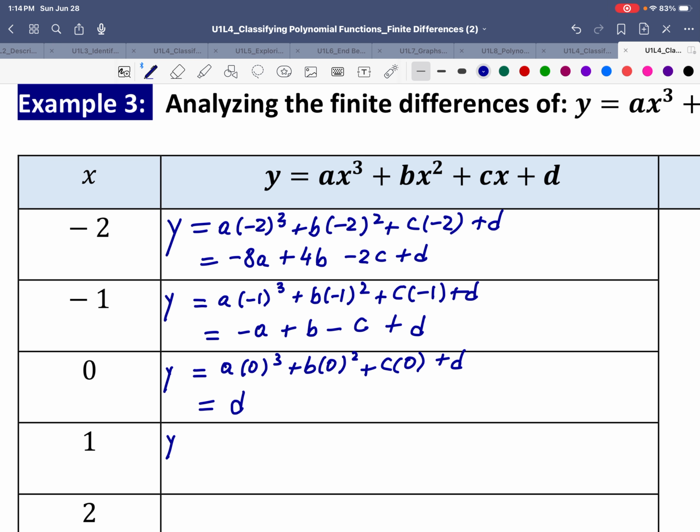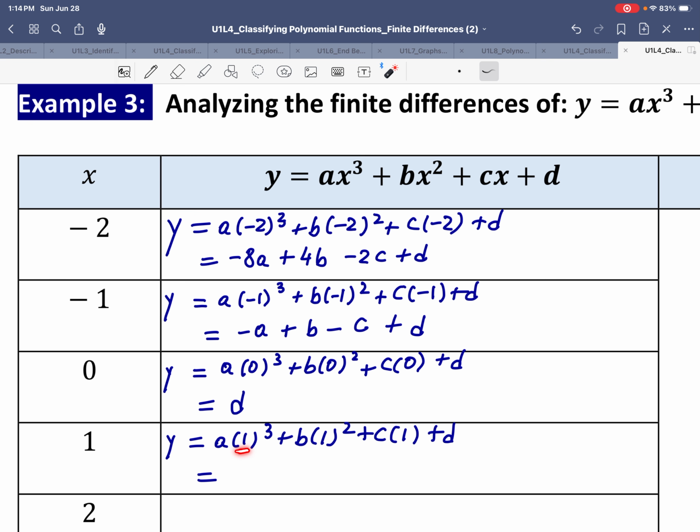Now, if x equals 1, we have a 1 to the power of 3, b 1 to the power of 2, c times 1 plus d. This is another easy evaluation or simplification. However we want to call it in this case, we still have variables. So the reason why is because number 1 to any power will give number 1, which means that we are left with simply the coefficients of the entire equation of a polynomial function.